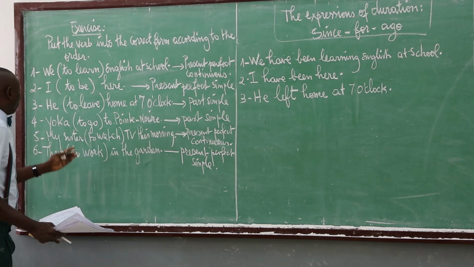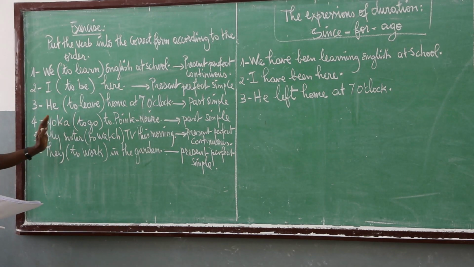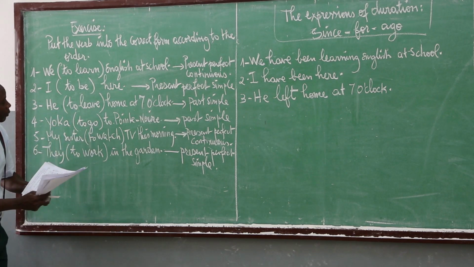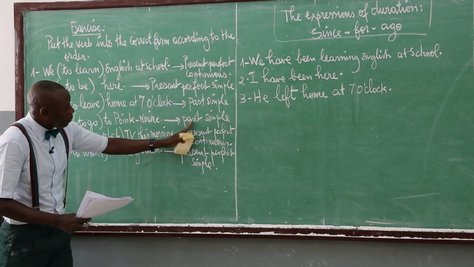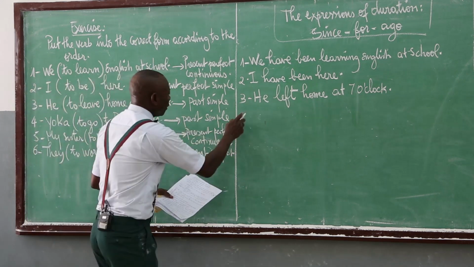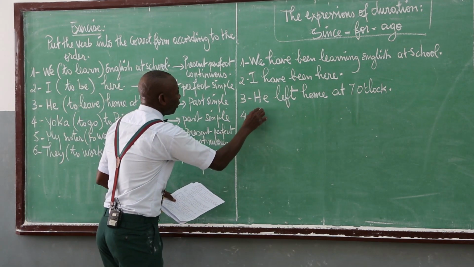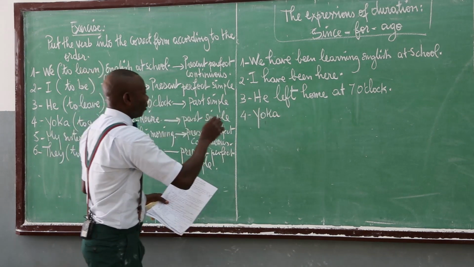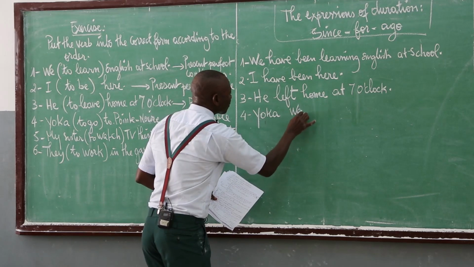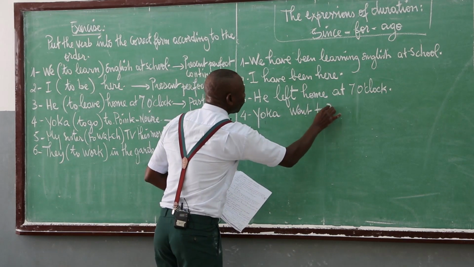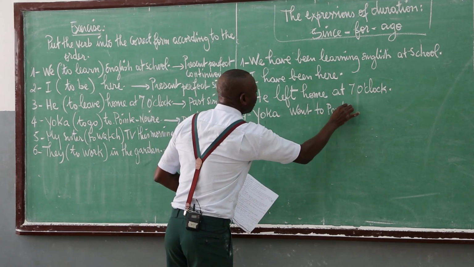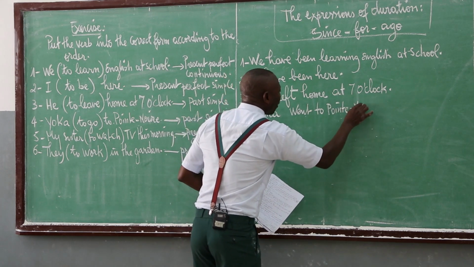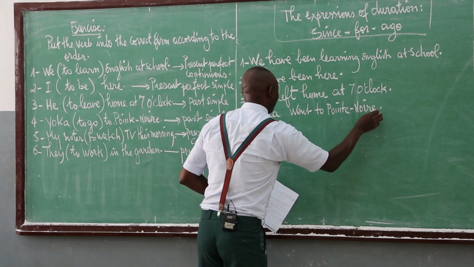Number 4, Yoka to go to Pointe Noire. It is said to put past simple too. You say, Yoka went to Pointe Noire. Yes, Yoka went to Pointe Noire. Good.